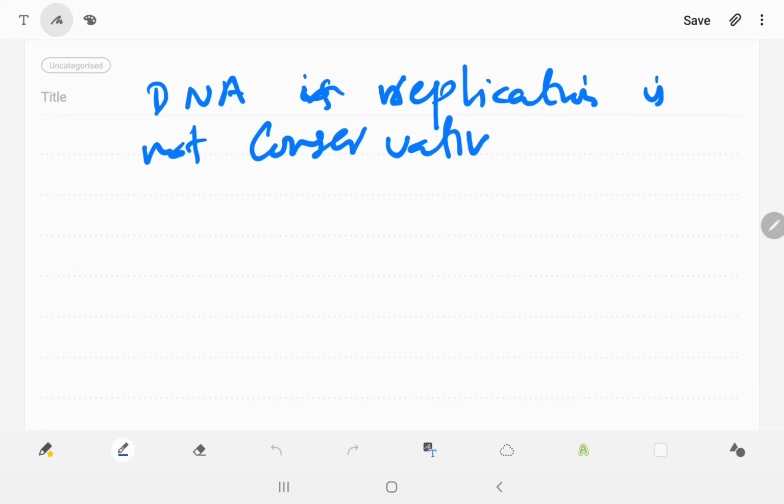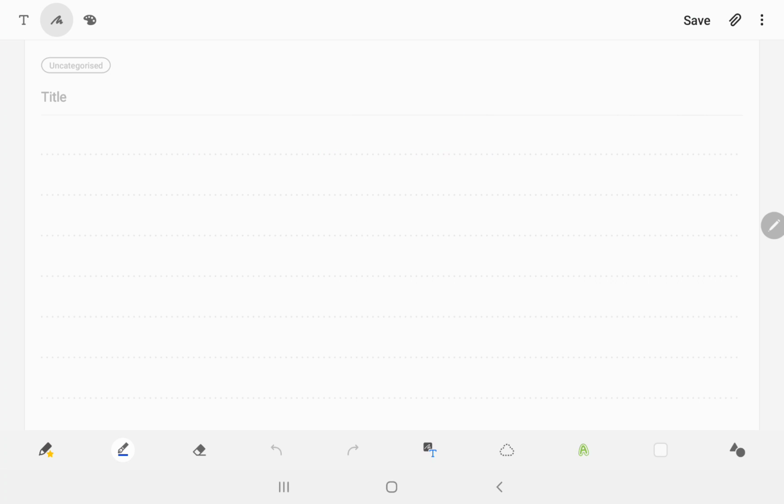Now you have two possibilities. Either it is semi-conservative or dispersive. Now we are going to check whether it is semi-conservative or dispersive. You took another sample, that is called F2. How are you going to take the next generation? You are going to do one more generation and check it. So let us see what our previous experiment was. After doing the experiment, they took a sample from the F2 generation.